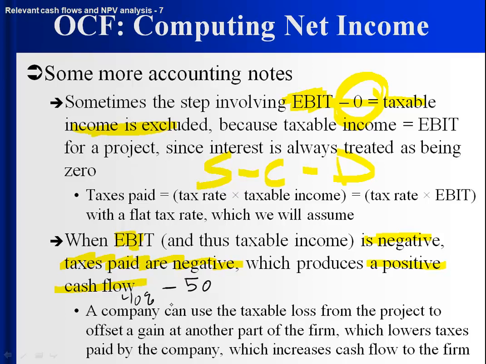Suppose taxes are 40%. We're saying taxes are negative 20. Taxes paid are negative 20. That doesn't mean, you might say, it's a negative. That means they pay 20. No, it means taxes paid is negative 20. Taxes paid are reduced by $20.